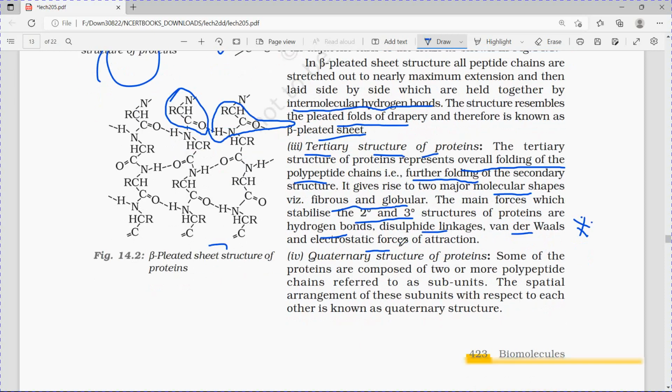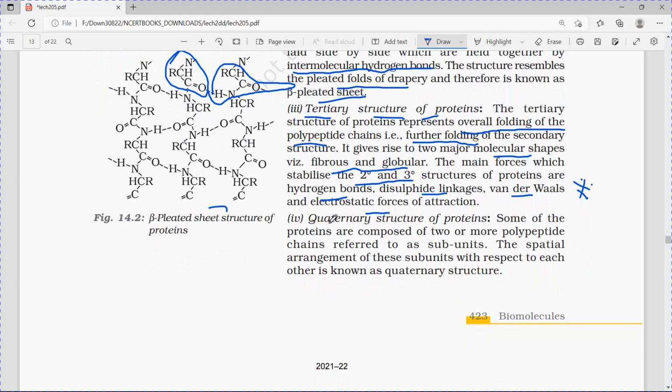Then we can go for quaternary structures. As we know, quaternary structure is a much more complicated thing than the tertiary structure, right? Some proteins are composed of two or more different polypeptide chains, which are referred to as subunits. The spatial arrangement of these subunits, how they are arranged with respect to each other, is called quaternary structure.